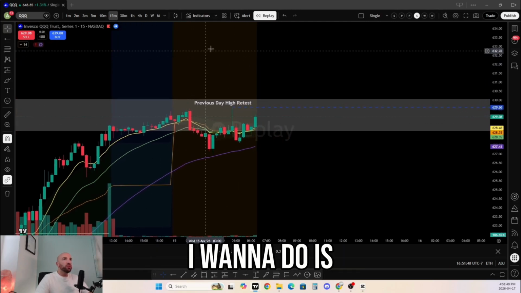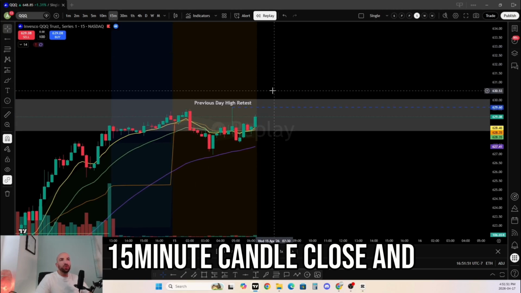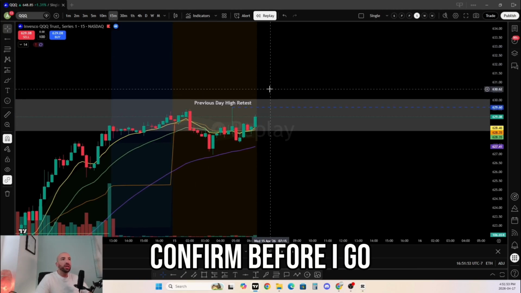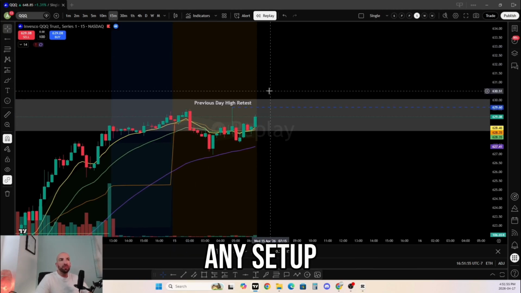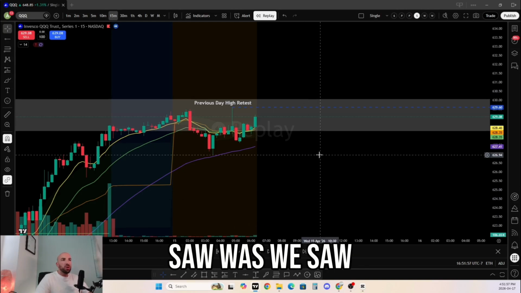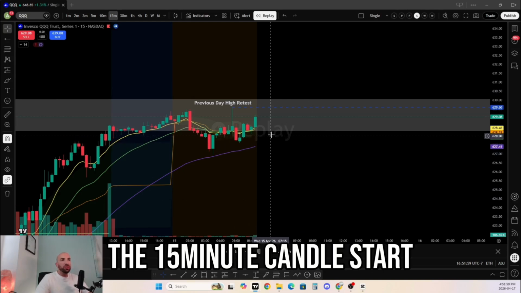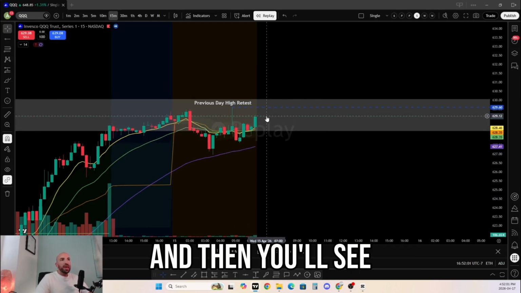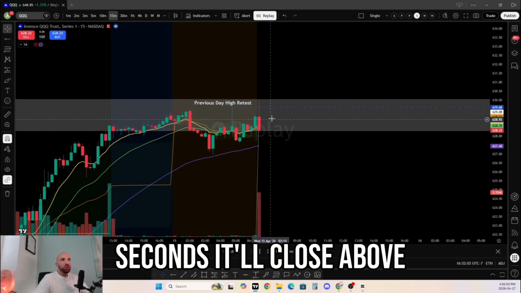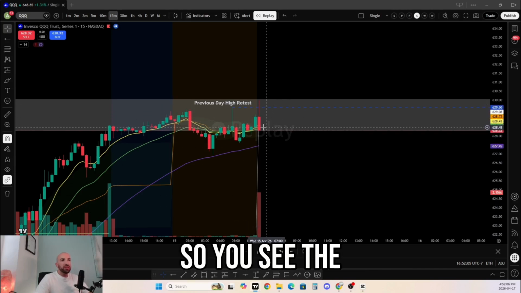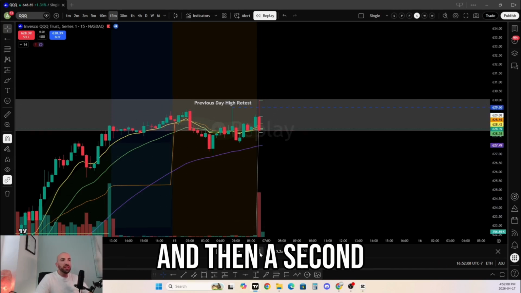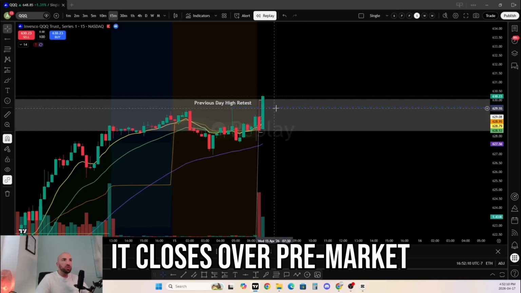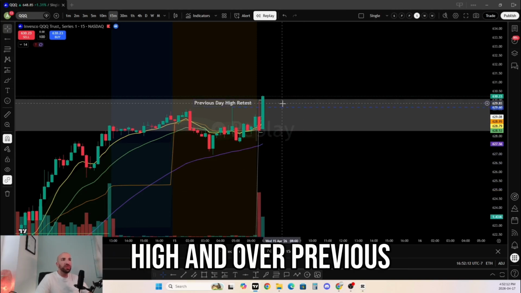The first thing I want to do is let the 15-minute candle close and confirm before I go long or short in any setup. Today, we saw the 15-minute candle start consolidating in the middle, and then in a couple seconds it'll close above our level. You see the first candle right here didn't close, and then the second one comes and boom, it closes over pre-market high and over previous day high.